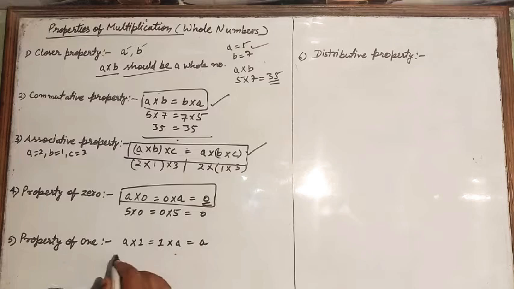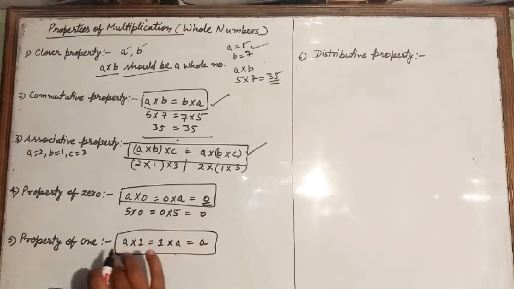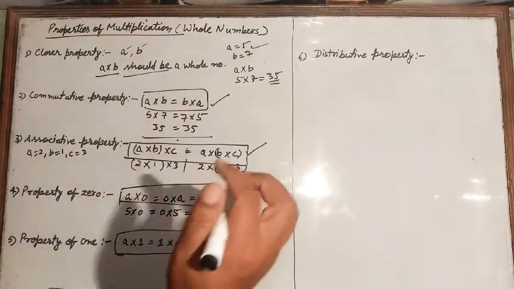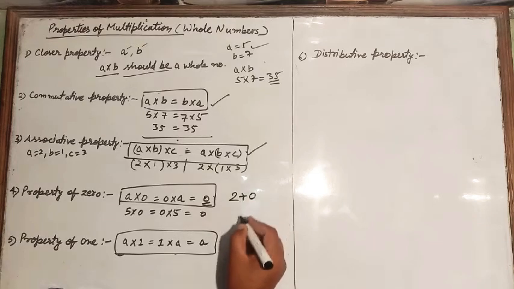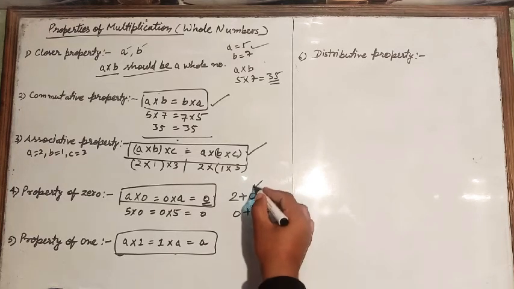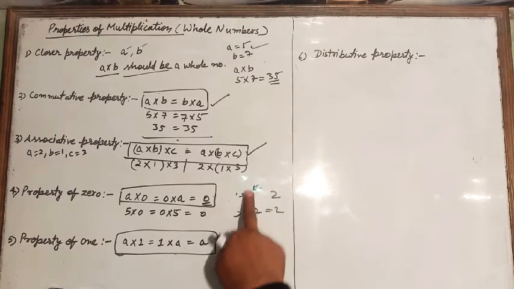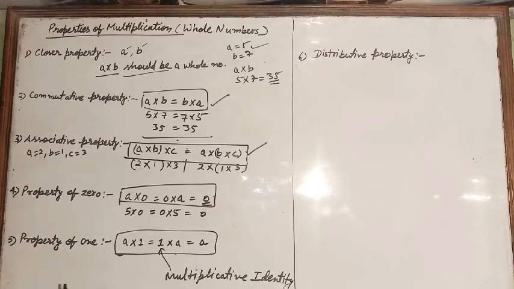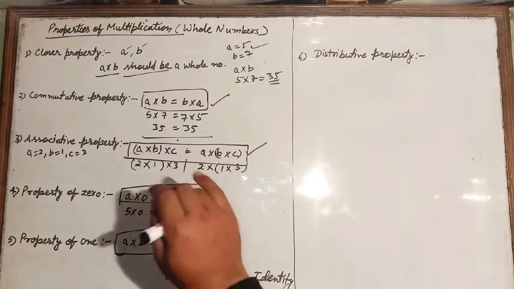This you will remember: 0 is called additive identity in case of addition of whole numbers. You know that if we add 0 to any whole number like 2 plus 0, it will remain 2, or 0 plus 2, it will remain 2 only. So 0 is additive identity here. Here you will see that 1 is multiplicative identity. Why? Because if we multiply a whole number with 1, the value remains the same.